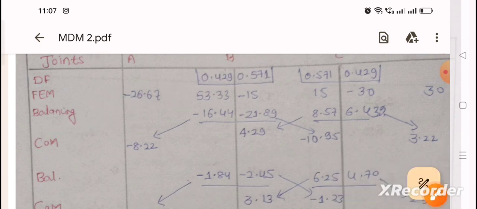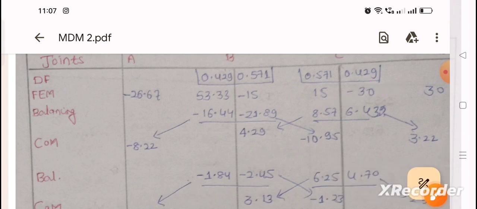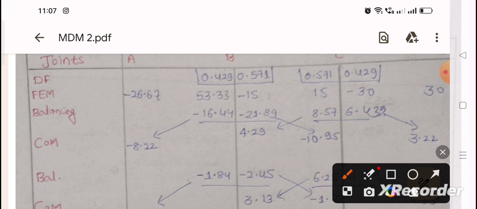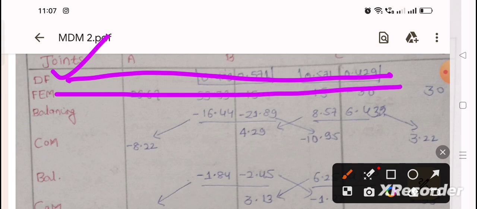So 8.57. Next, same thing you have to do for this one also. Minus 15, the addition of these two, should be multiplied with 0.429. So you are getting minus 6.4432. For balancing, instead of minus, we are going to write plus. Is it okay for everyone? I think the first step is over. You write the distribution factor that you calculated in the previous step. The fixed end moment is calculated in step number 1. Write it as it is.